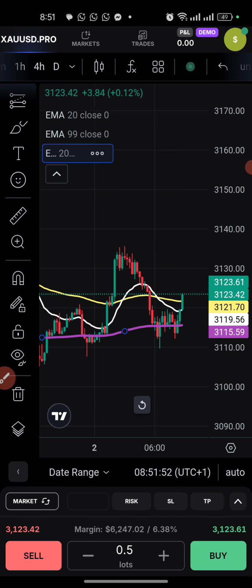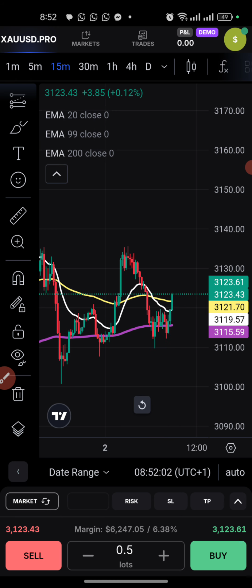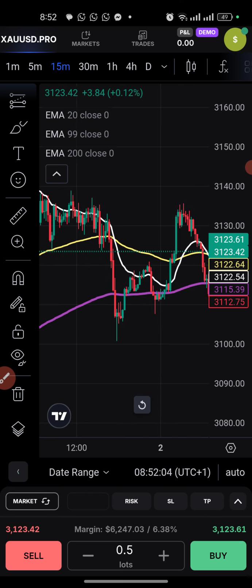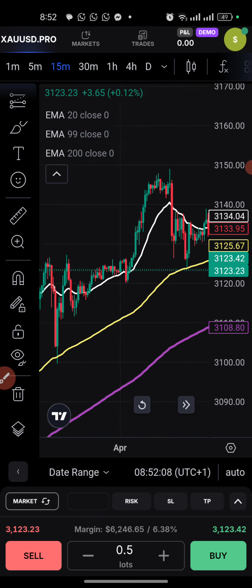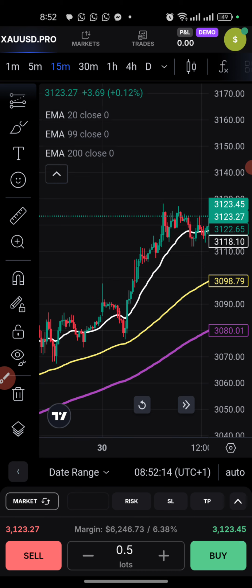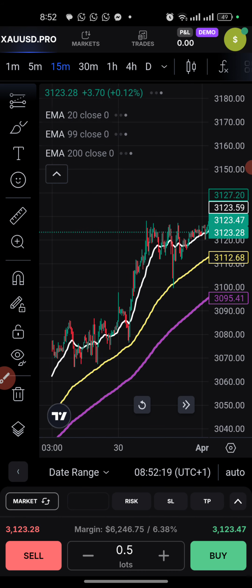At this point I should try to talk about the EMAs. This is on the daily time frame. Okay, this is on the 15-minute time frame. Whenever we are in an uptrend, meaning whenever price is going up, you would find that the 20 EMA usually would carry the price. But sometimes you will get a bounce off of the 99 EMA. My yellow line is the 99.